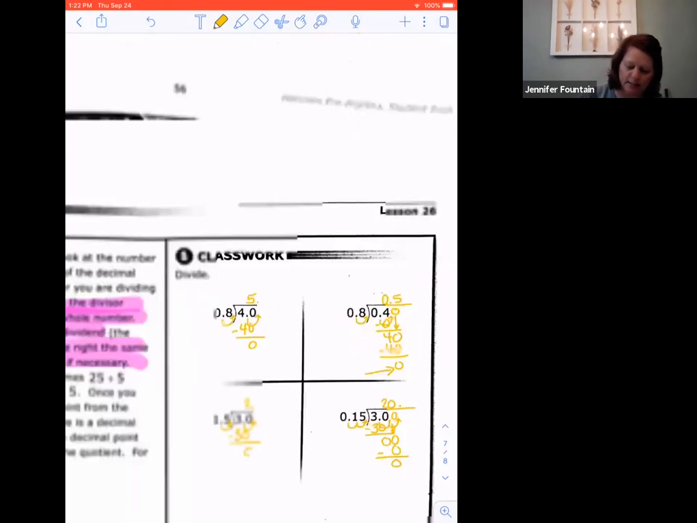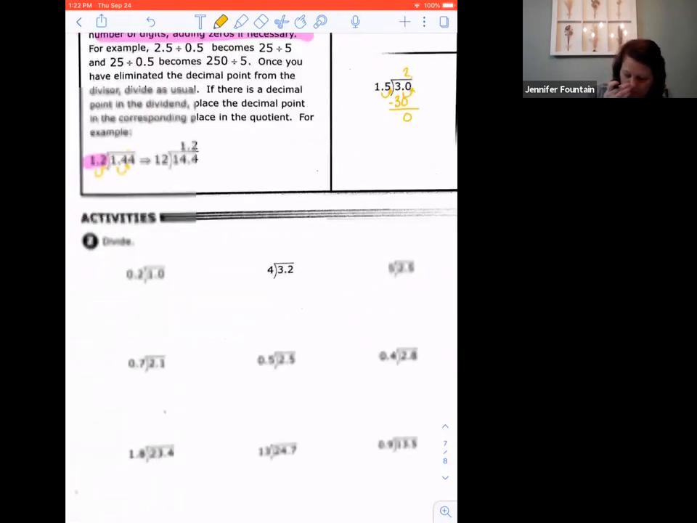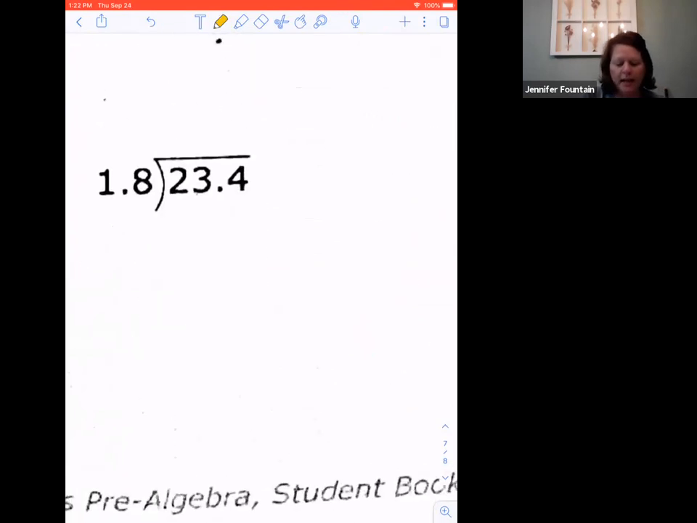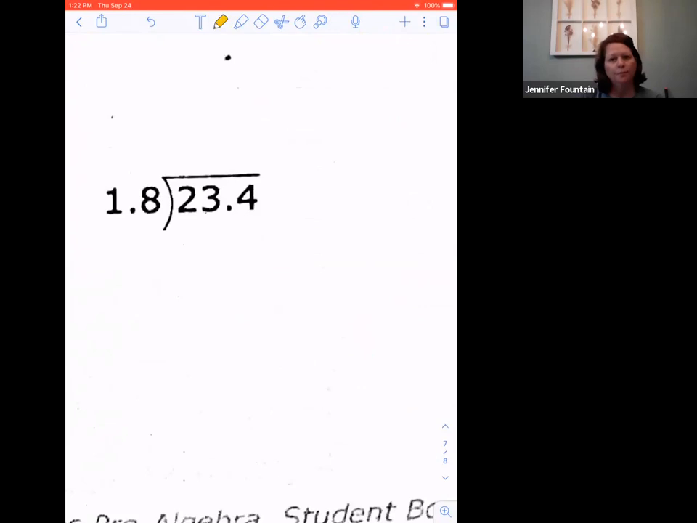All right, let's keep practicing with these. What I want to do is move down to the bottom row. And I've got 1.8 into 23.4. I'm going to move my decimal 1 place, move my decimal 1 place. Go ahead and put my decimal in my answer. Now I'm doing 18 into 234. So I'm going to start with 18 into 23. 18 will go into 23 1 time. 1 times 18 is 18.